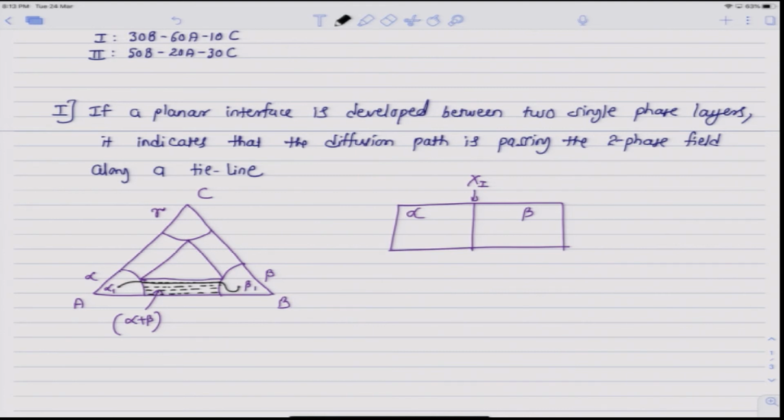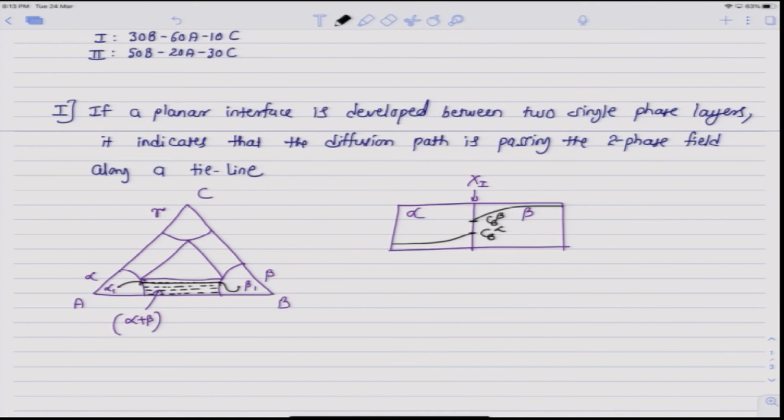This is important because a tie line represents equilibrium compositions of the two phases in equilibrium, and hence we can determine the equilibrium compositions of the two phases at this temperature, or essentially by determining the composition profiles we can determine the tie line of the alpha plus beta two phase field. So, if I draw the concentration profile here, let us say for B it may look something like this, and these two compositions Cb alpha and Cb beta are basically the equilibrium compositions given by this tie line.